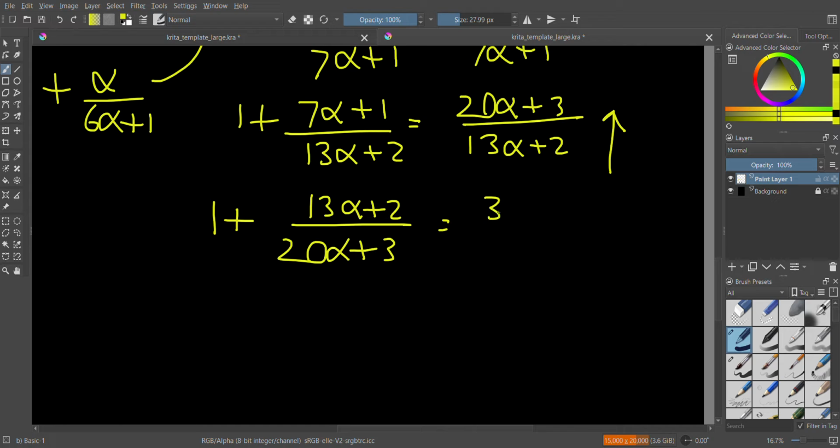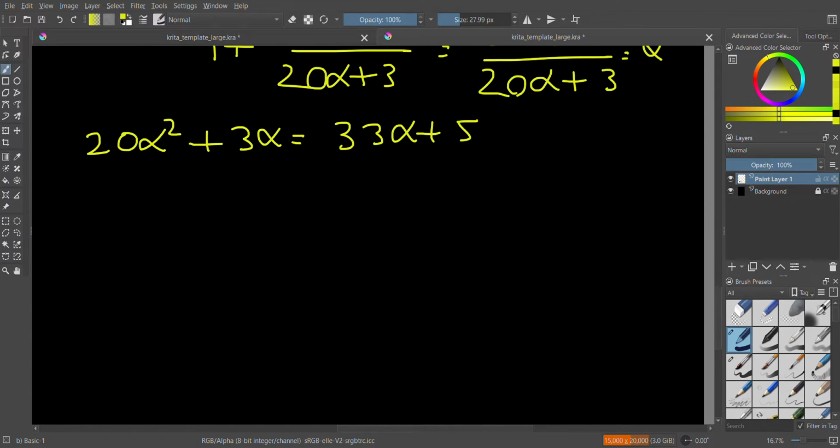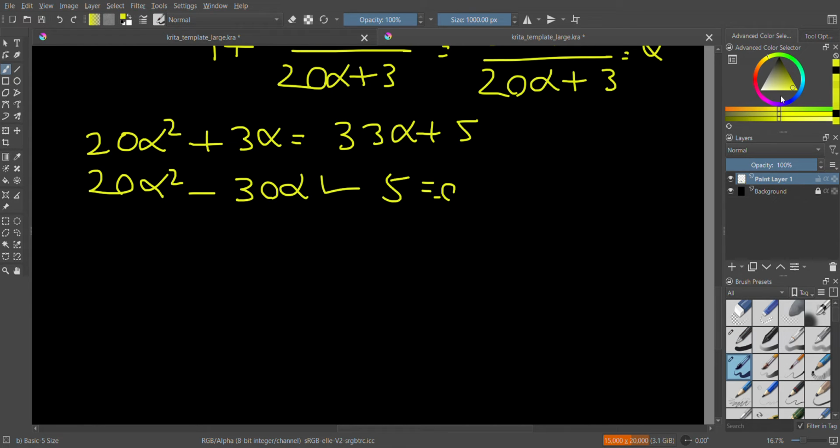And this is (33 alpha plus 5) over (20 alpha plus 3). And this equals alpha. And so then my quadratic equation becomes 20 alpha squared plus 3 alpha is equal to 33 alpha plus 5, which becomes 20 alpha squared minus 30 alpha minus 5. And I did a bad job there, so let's do the switcheroo in here.